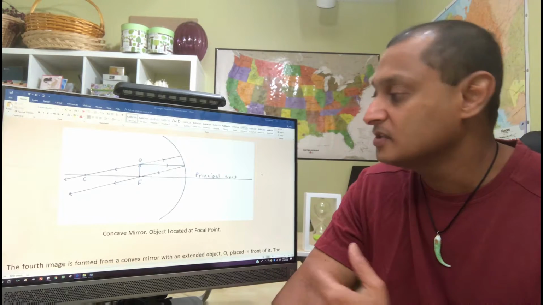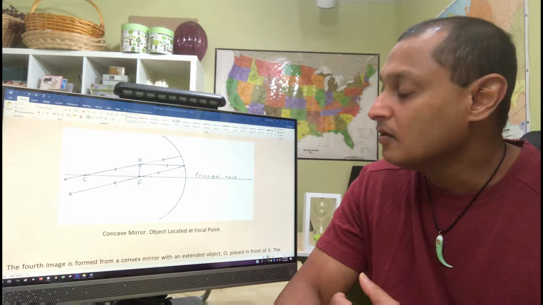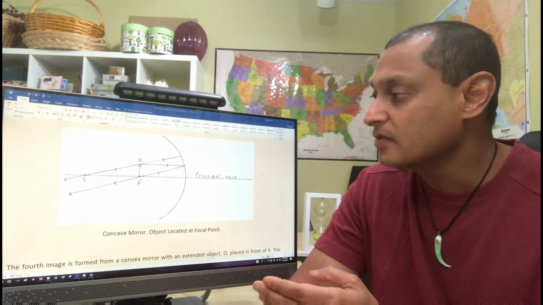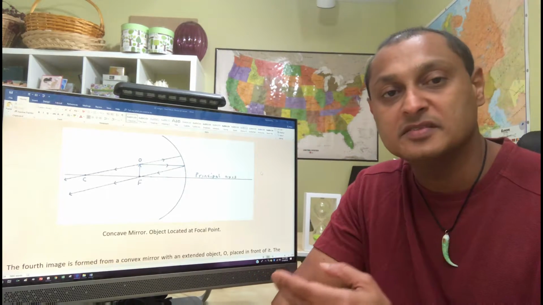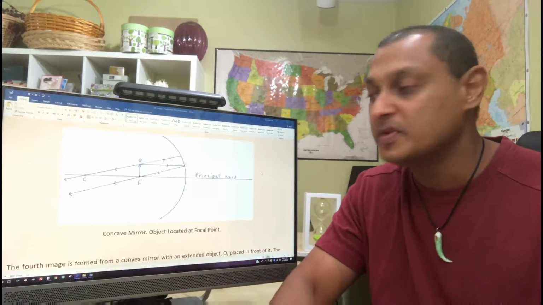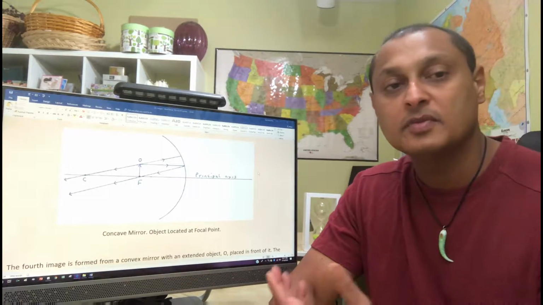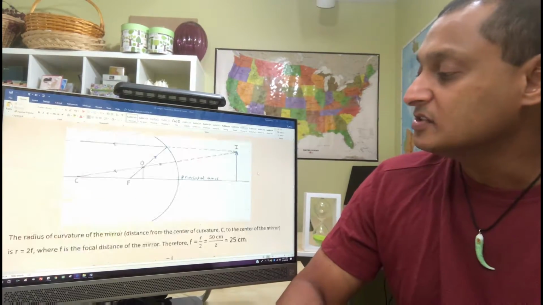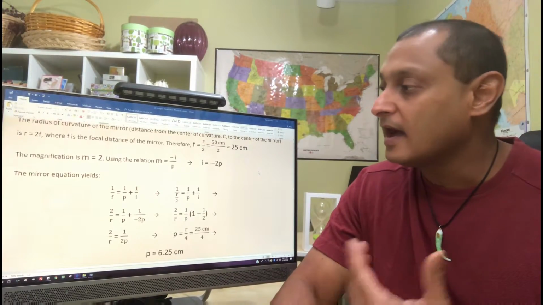It's ray tracing. This one is a special case of the object located at the focal point of a concave mirror. The reflected rays are parallel, which means they never converge at a point to form an image, so no image can be formed for an object placed at the focal point. And that's the essence of this entire chapter. It's all about how to form images.